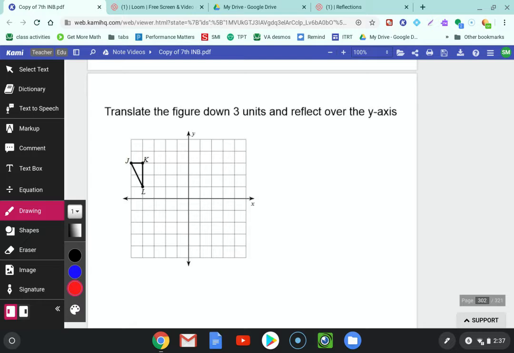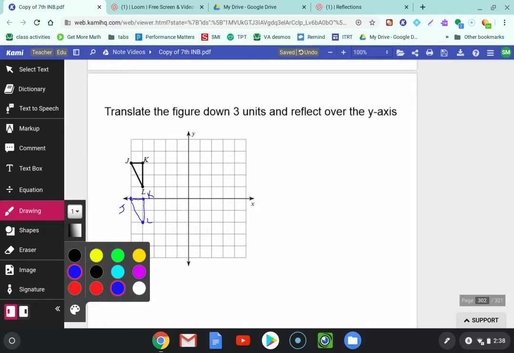Okay, so I'm going to do blue for the first movement, translating it down 3 units. J comes down 3 to right here. K comes down 3 to there. And L comes down 3 to here. Okay, so that's step 1. Now you have to reflect it over the y-axis.